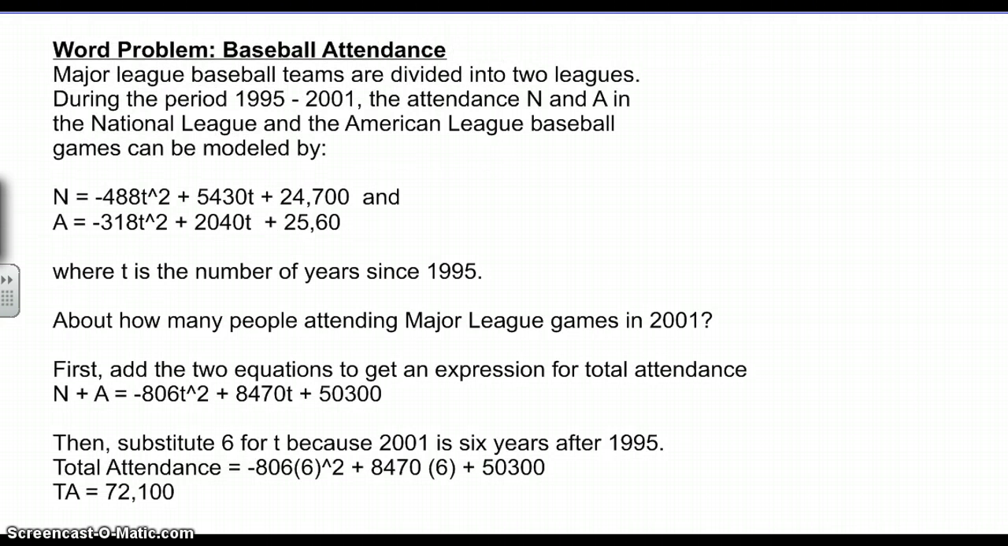Let's take a look at a word problem. We're going to look at baseball attendance. Major League Baseball teams are divided into two leagues. From 1995 to 2001, the attendance N and A, N for the attendance in the National League, and A the attendance in the American League, can be modeled by these two equations. The attendance in the National League is negative 488t squared plus 5430t plus 24,700. And in the American League, it's negative 318t squared plus 2040t plus 25,600.